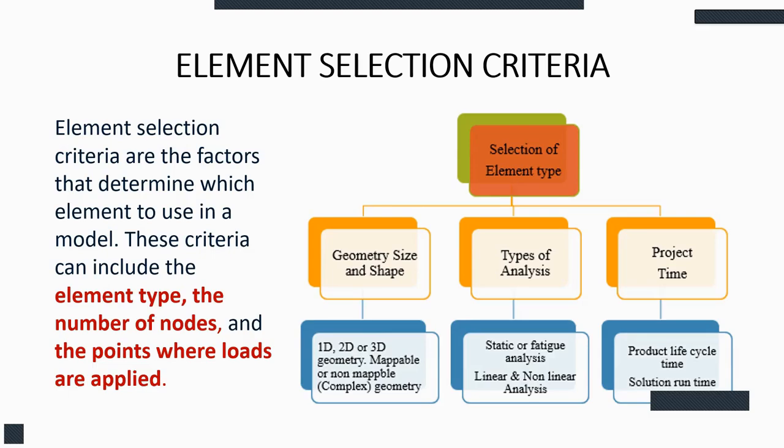Project time means product life cycle time. Solution runtime means how much time you have. If you convert any geometry into a number of pieces and the element size is very small, then the runtime of that solution will also be very high. At that time, you have to run the solution for a very long time, and this is not acceptable to any company. So you need the exact time of your solution, meaning exactly how much time you have for the solution.